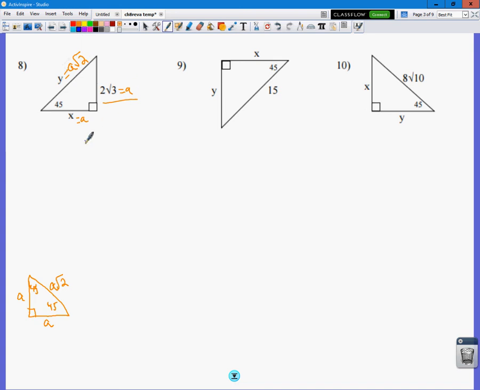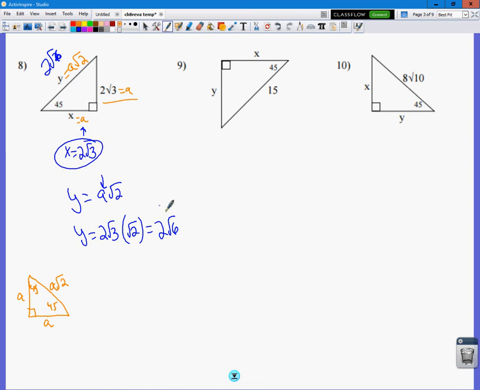Since A is 2 square roots of 3, x is also 2 square roots of 3. Y is equal to A square roots of 2, so where this A is, I'm going to replace it with 2 square roots of 3 times the square root of 2. When I multiply square roots, I multiply what's on the inside, so this is going to become 2 square roots of 6. So y is 2 square roots of 6, and x is 2 square roots of 3.